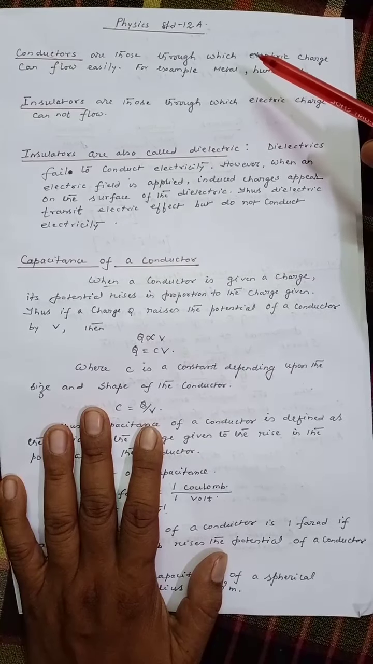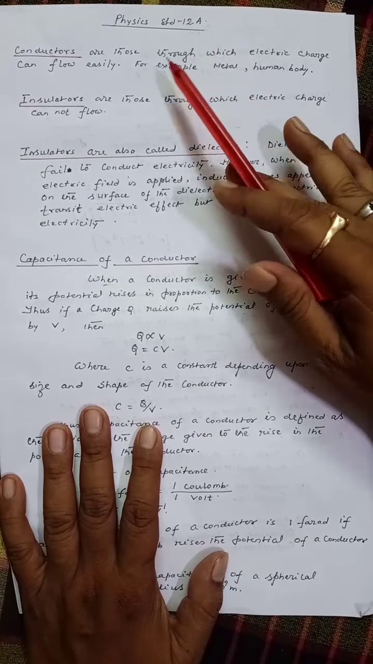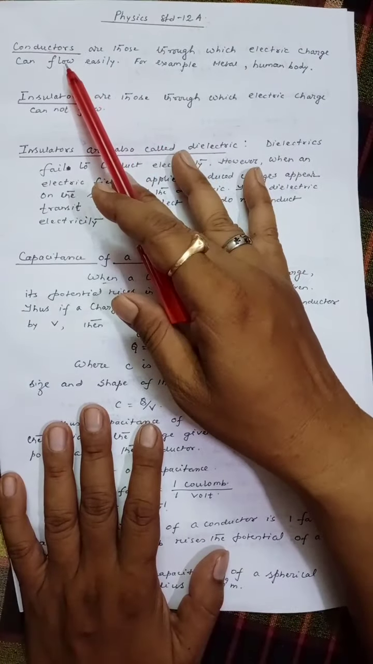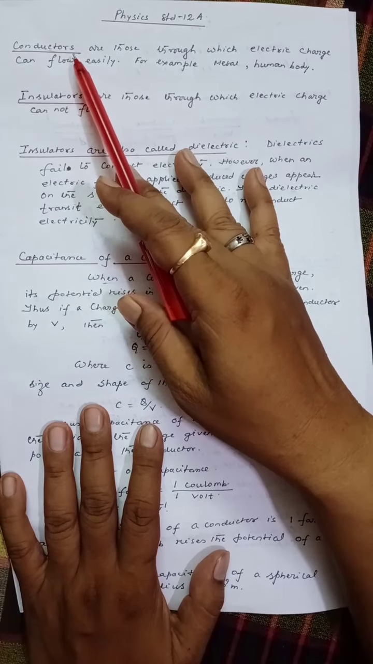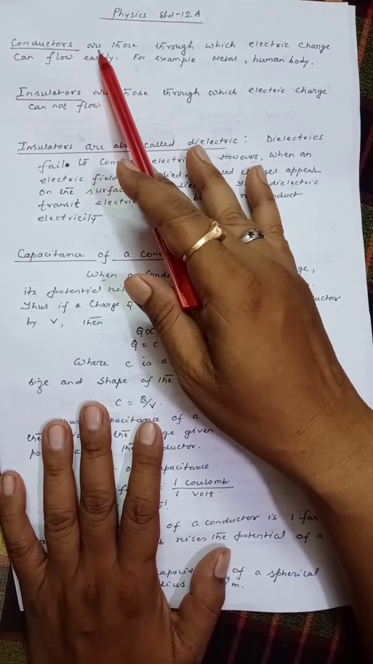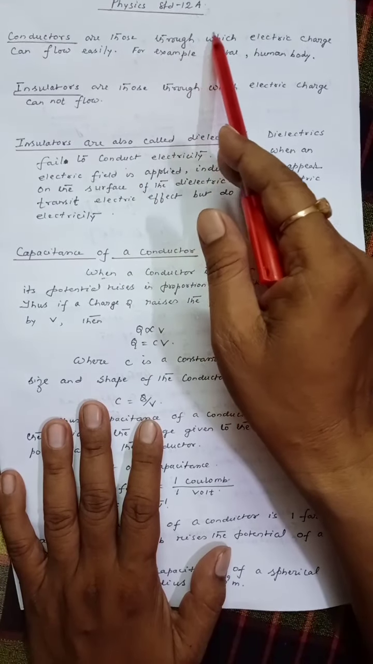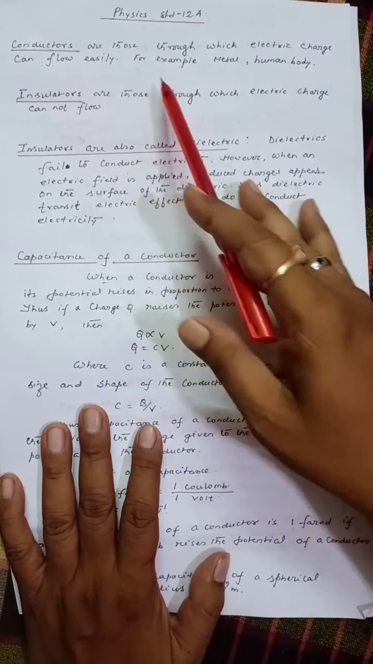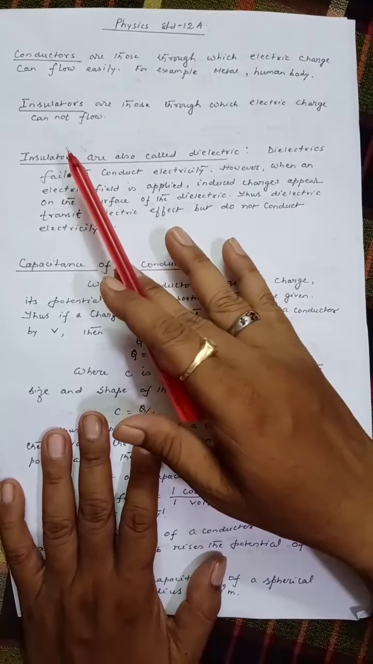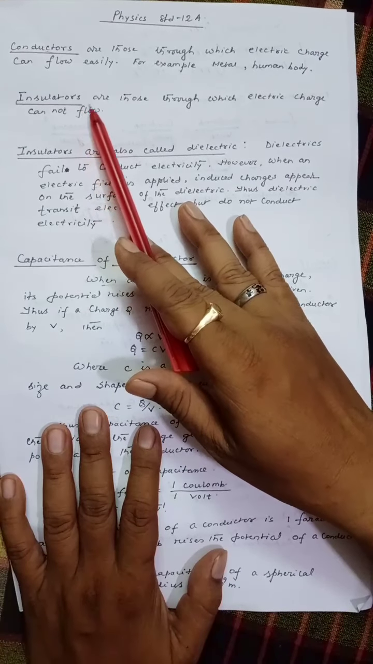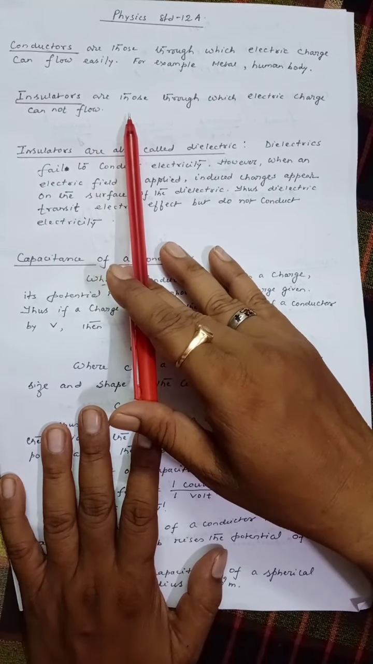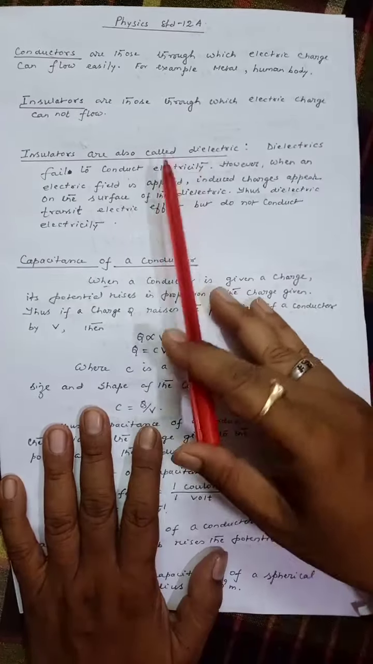Students, today we are going to start the last unit of the electrostatics chapter, that is capacitors and dielectrics. First you have to understand what conductors and insulators are. All of you know conductors are those through which electric charge can flow easily, for example metal and the human body. And insulators are those through which electric charge cannot flow, like paper, wood, plastic, etc.